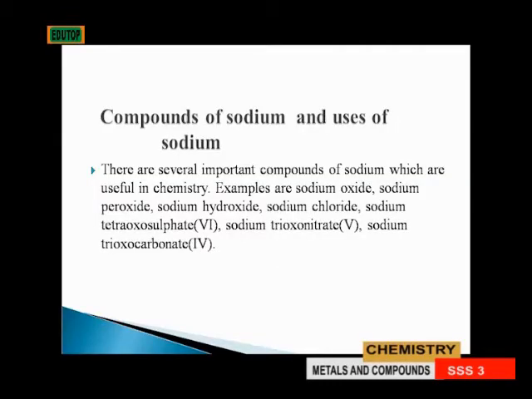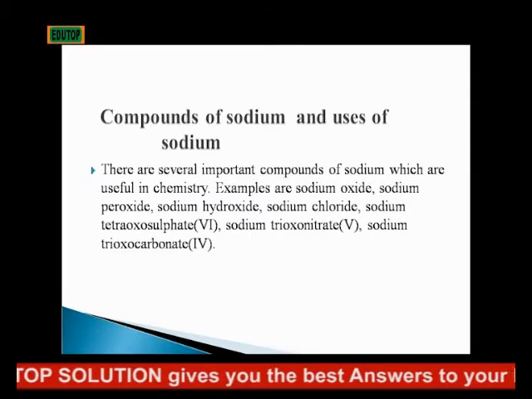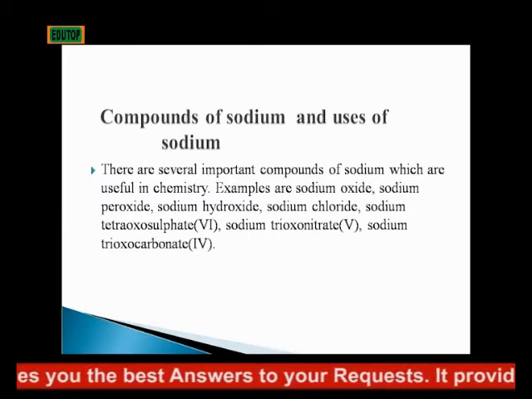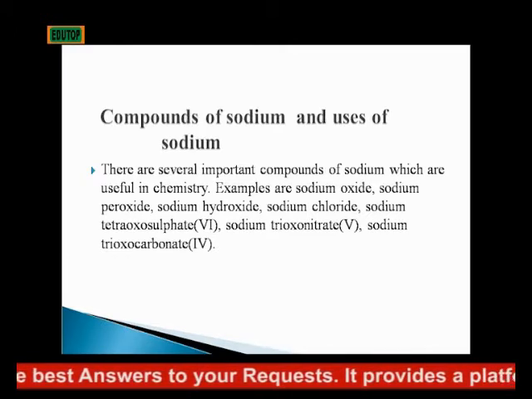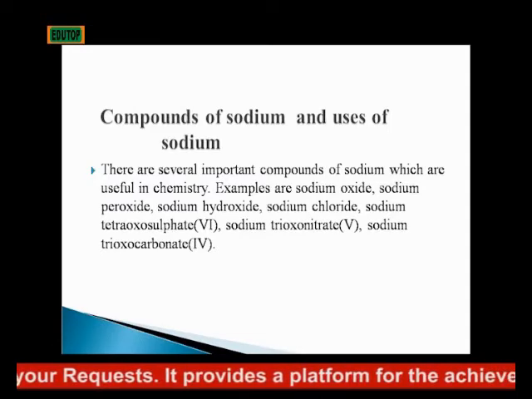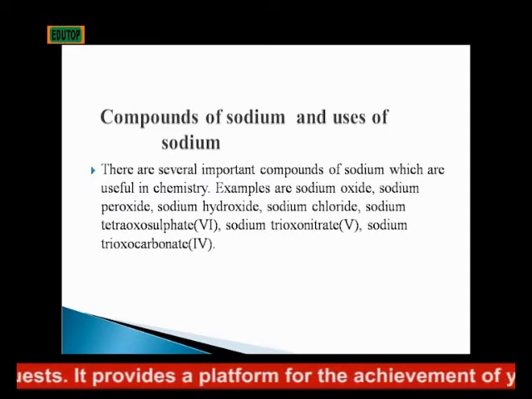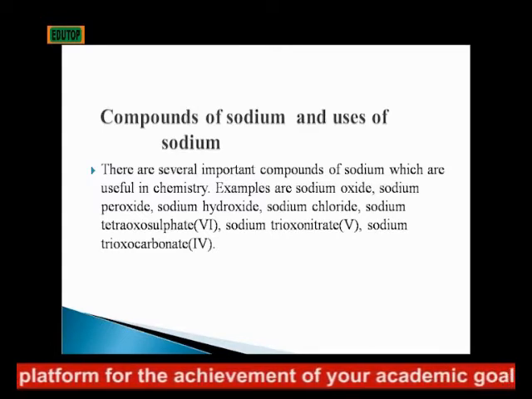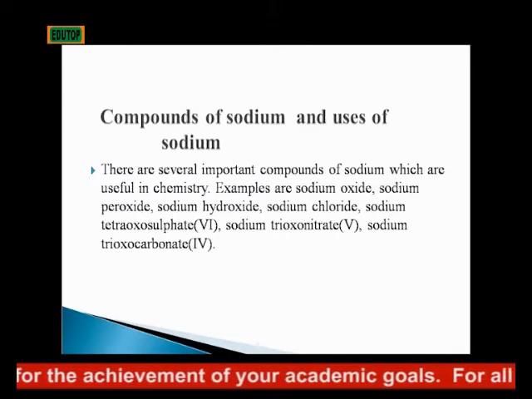Compounds of sodium and uses of sodium. There are several important compounds of sodium which are useful in chemistry. Examples are sodium oxide, sodium peroxide, sodium hydroxide, sodium chloride, sodium tetraoxosulfate(VI), sodium trioxocarbonate(V) or sodium trioxonitrate(V), sodium trioxocarbonate(IV). These are the important compounds of sodium.